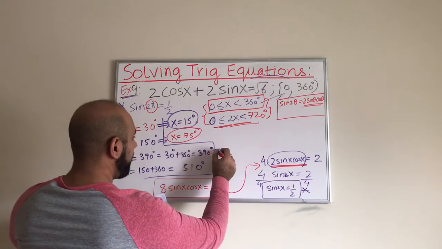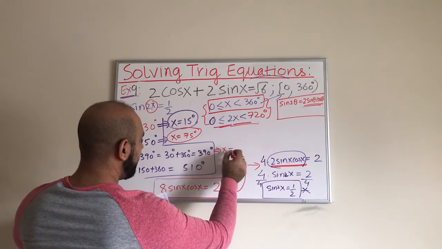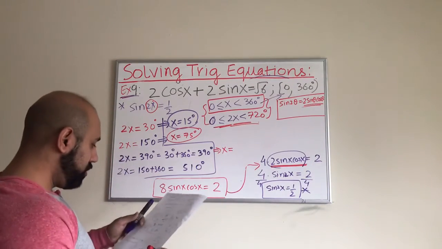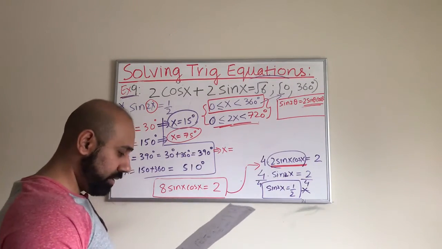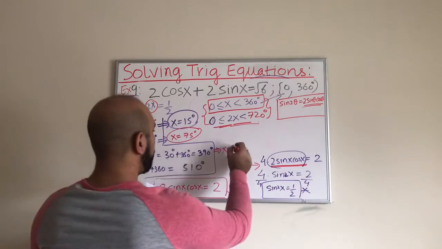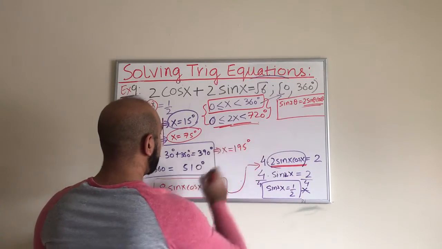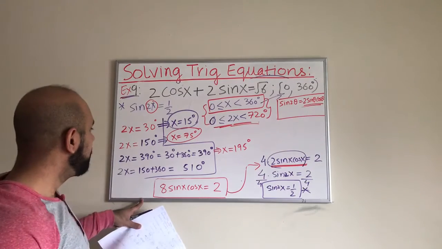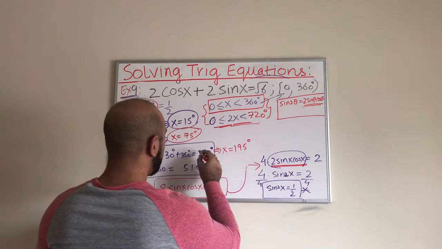Guys, what does this imply? This implies x is 390 divided by 2, which is, what do I have here? 195 degrees, right? Let us make sure 390.